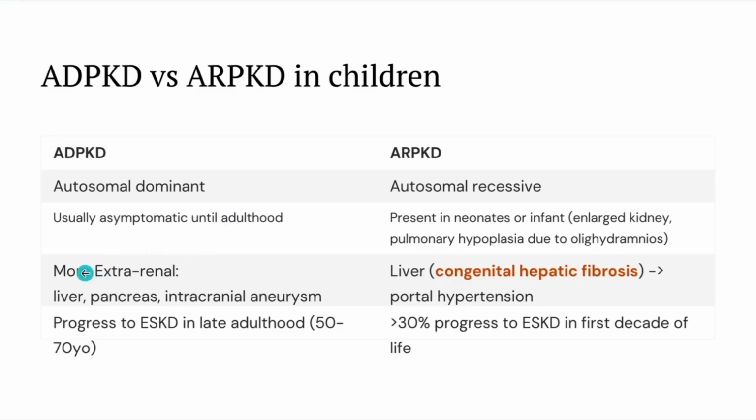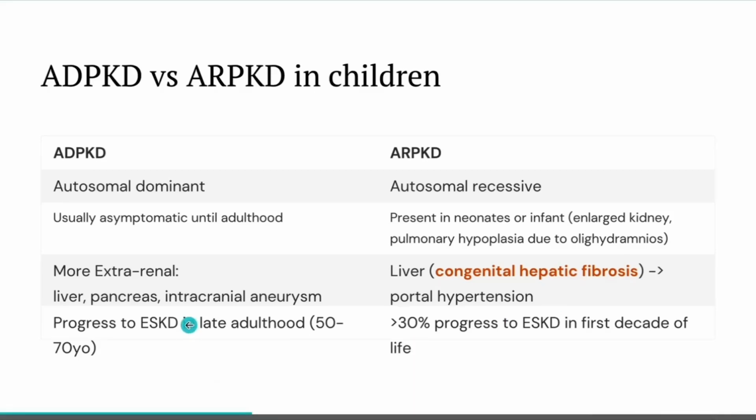For ADPKD, although I said it's rare to have extrarenal manifestations, compared to ARPKD they have more extrarenal manifestations, including liver cysts, pancreatic cysts, or intracranial aneurysm. But for ARPKD, classically, they can have liver involvement, which we call congenital hepatic fibrosis. This can be a severe liver condition. It can lead to portal hypertension, and eventually can also lead to complications like bleeding.